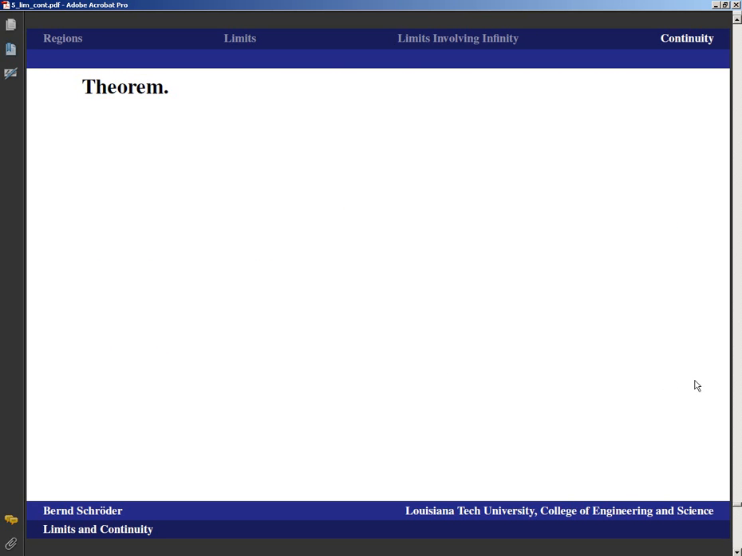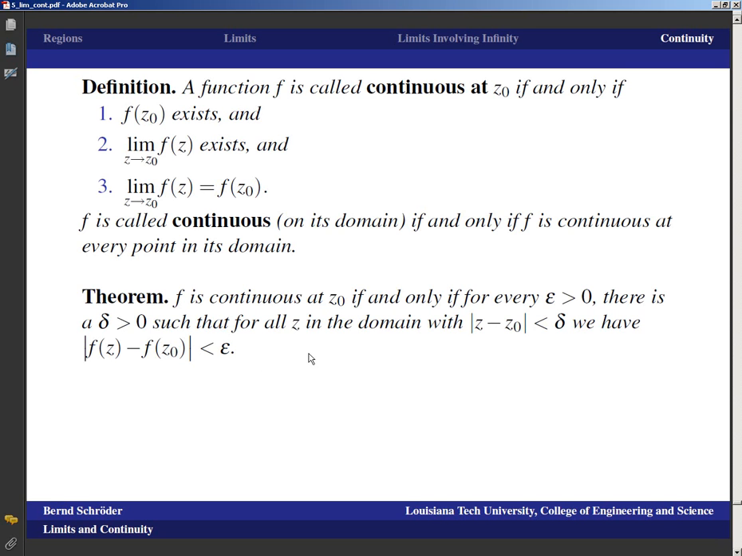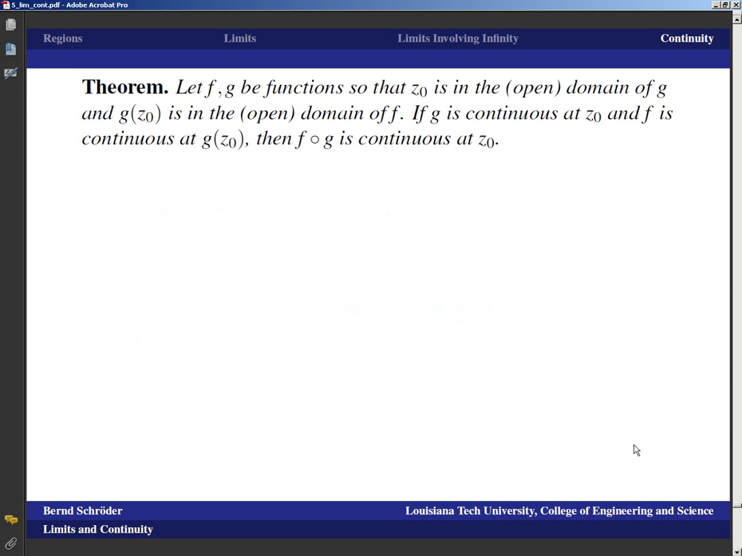Okay, and the epsilon delta stuff, notice that I didn't even put a proof in here. It's verbatim just encoding the epsilon delta definition of this part right here, going back and forth. Okay, theorem: if you've got two functions, so that z0 is in the open domain of g, and we assume that the domain is open, and g of z0 is in the domain of f, and so we implicitly assume that the domains are both open.